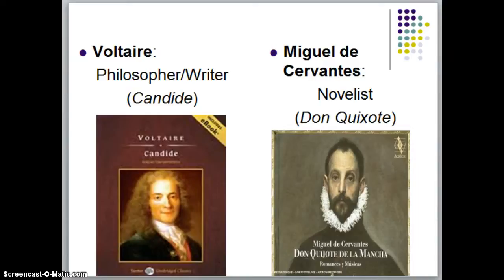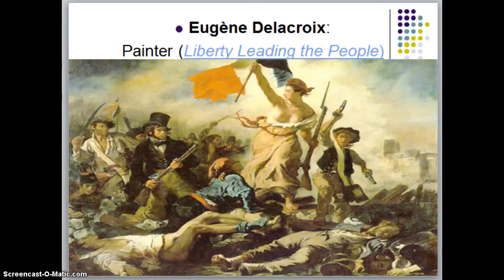A writer that we need to know, and he's also a philosopher, is Voltaire, and he wrote the book Candide, where he talked about being able to voice your opinion, freedom of expression, your speech. Then we have Miguel de Cervantes. He is our novelist. He's going to write what is known as the first novel, and that is called Don Quixote. Then we have our painter, Eugene Delacroix. He is going to paint this lovely painting called Liberty Leading the People.